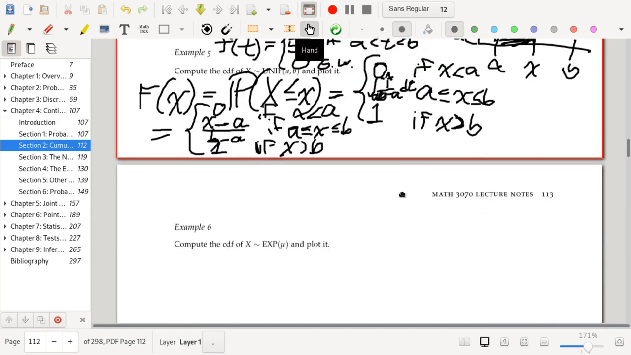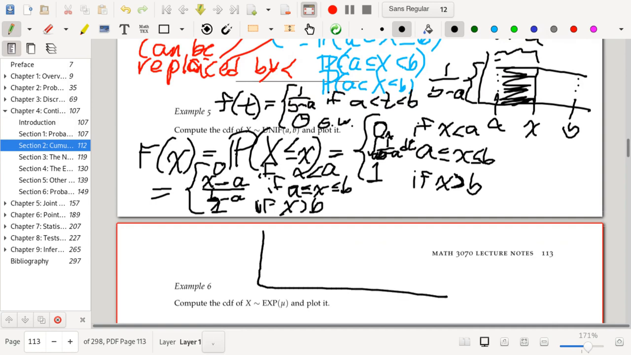And let's plot this CDF. So if we were to plot this CDF, we have A here, we have B here, here's 1, here's 0. We'll plot this using a blue line. From B onward, this thing is going to be 1. And from A and to the left, it's going to be 0. And then what do we have in between? Well, what we have is actually something linear. It's a straight line with a slope and an intercept. So if it's a straight line, it's going to connect two points. Where are those two points?